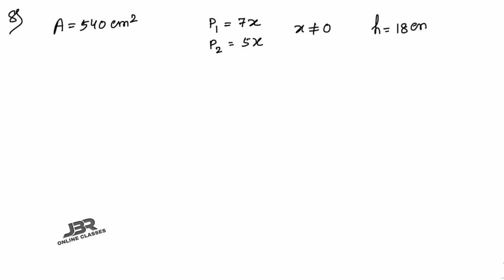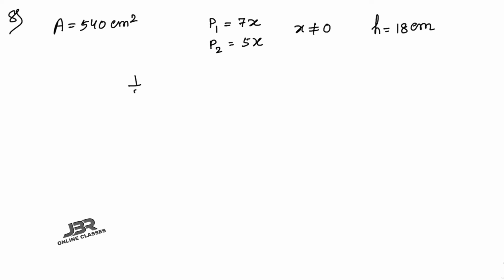Now the last one, sum number 8. The area of a trapezium is 540. So area equals 540 centimeter square. If the ratio of the parallel sides is 7:5, the first parallel side is 7x and the second one is 5x, where x is a non-zero constant, and the distance between them, that means height, equals 18 centimeter. Find the length of the parallel sides.